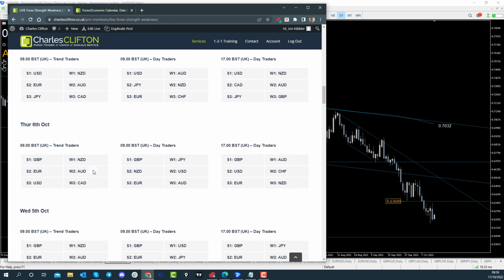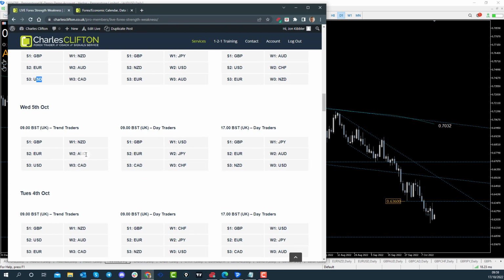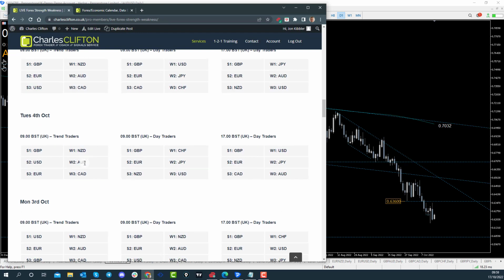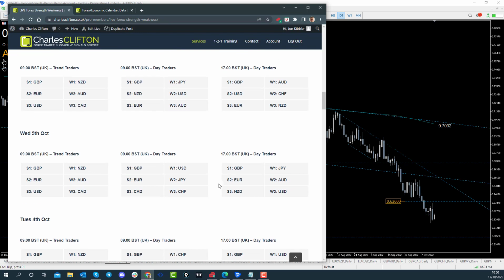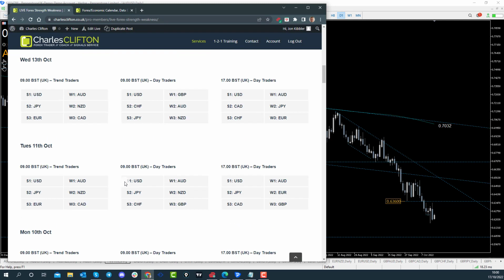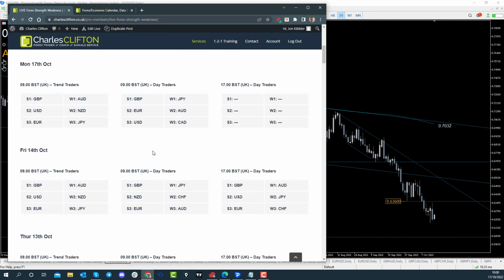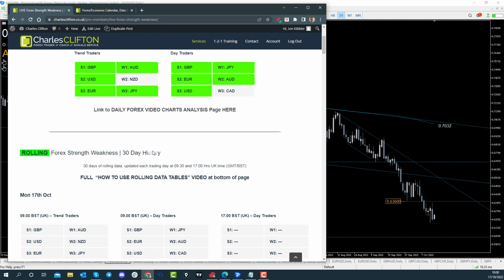The week prior to that as well, you can see that Aussie US dollar was on the tables here. So Aussie US dollar is a chart that has been on our watch list for some time, with opportunities to trade to the downside.